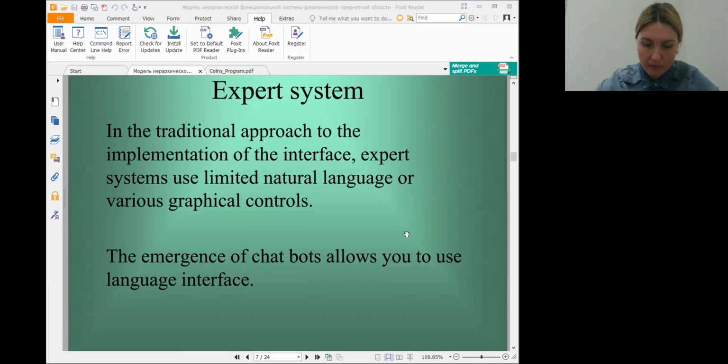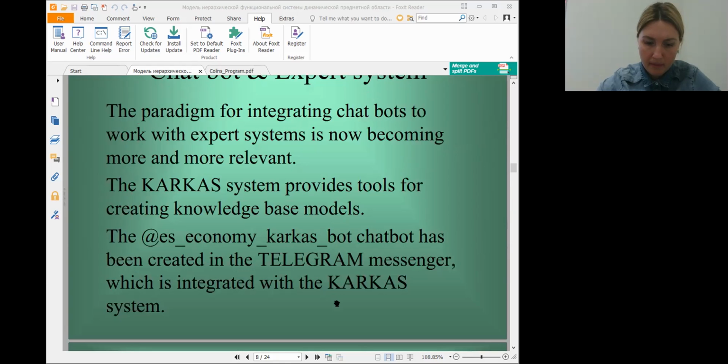Expert system. In the traditional approach to the implementation of the interface, expert systems use limited natural language or various graphical controls. Chatbots allow you to use a language interface. The paradigm of integrating chatbots to work with expert systems is becoming more and more relevant.